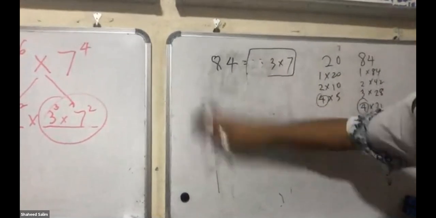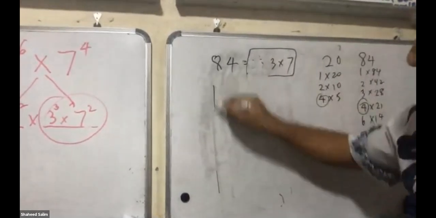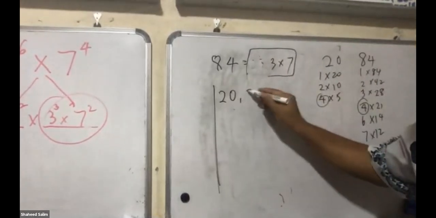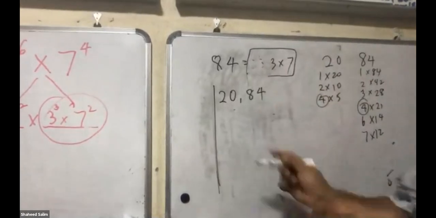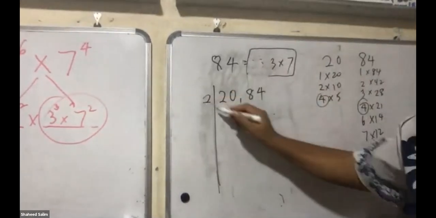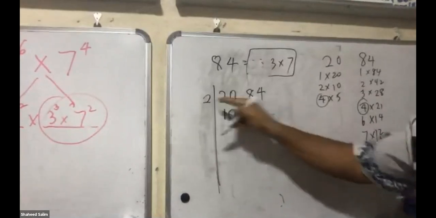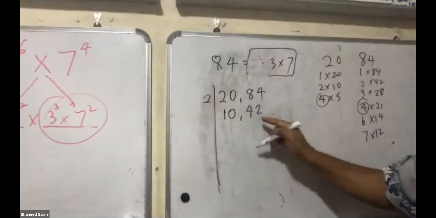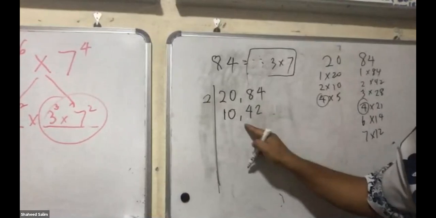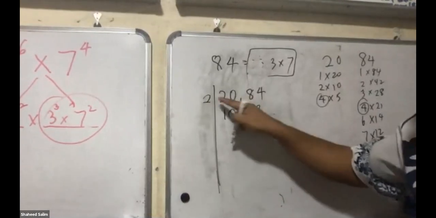Okay, we do this. Watch. I put 20. I put 84. I do the same thing. Divide by 2 first. I get 10. This one also divide by 2. I get 42. Both of them can divide by 2. I divide by 2, I get 10.